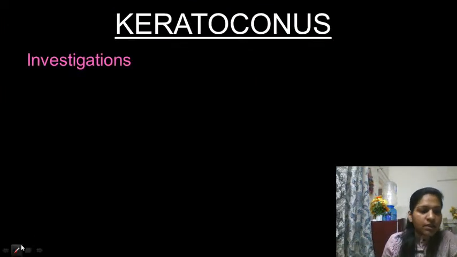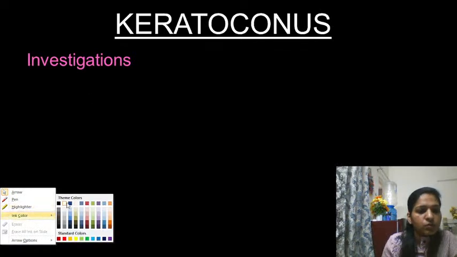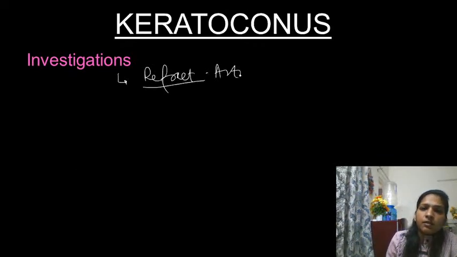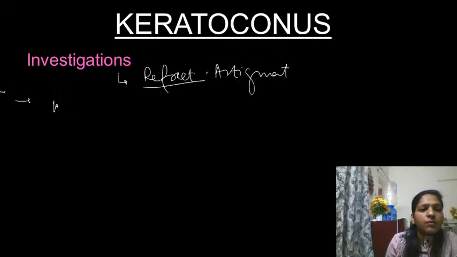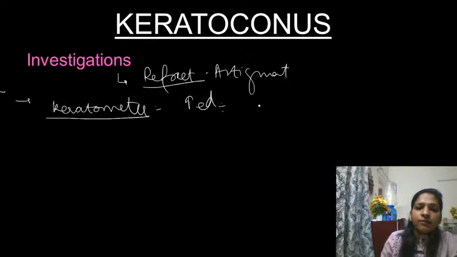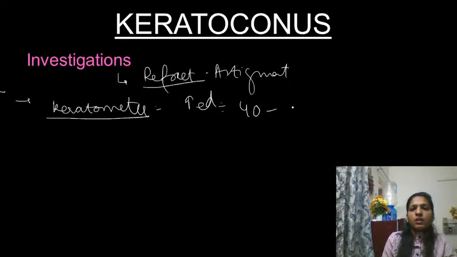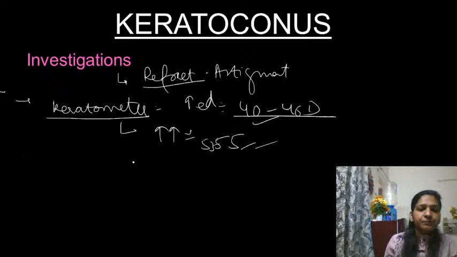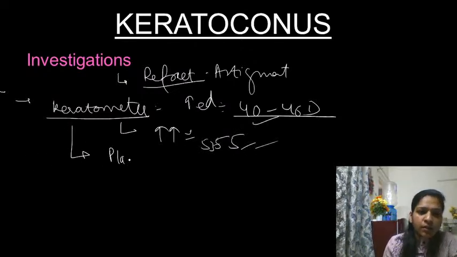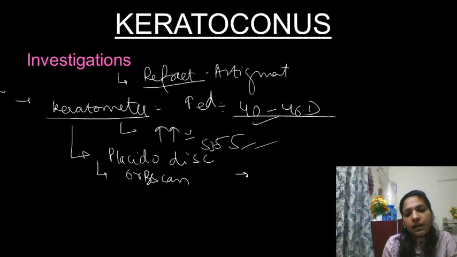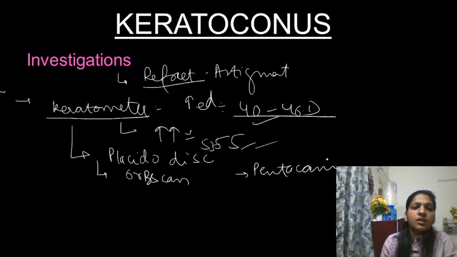Now investigations. We can do refraction, in which we can see astigmatism is there, and keratometry. Keratometry will be increased. The normal range I told you in the anatomy of the cornea is around 40 to 46 diopters, but in keratoconus it is very much increased, maybe up to 53 or 55. We can do keratometry using Placido disc examination, Orbscan, Pentacam.